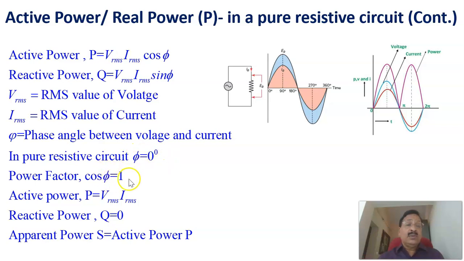Therefore, cos phi equals 1 and sin phi equals, of course, 0. Therefore, here real power is given by the RMS value of the voltage into the RMS value of the current, and since sin phi equals 0, the reactive power equals 0. Then apparent power S is equal to the active power. In a pure resistive circuit, reactive power equals 0, and the apparent power is the same as the active power.